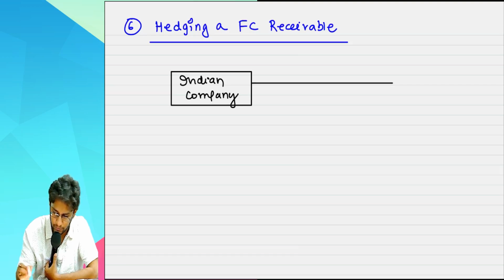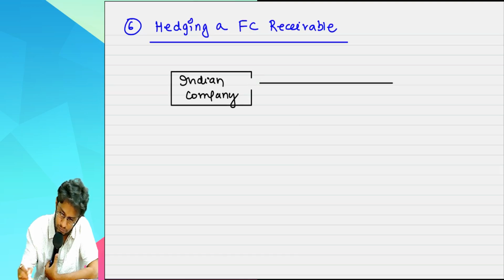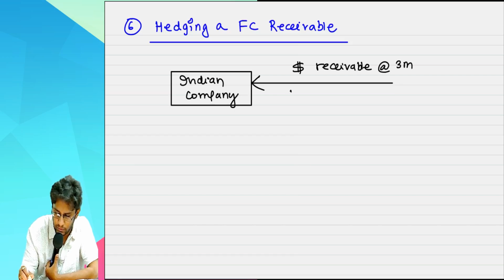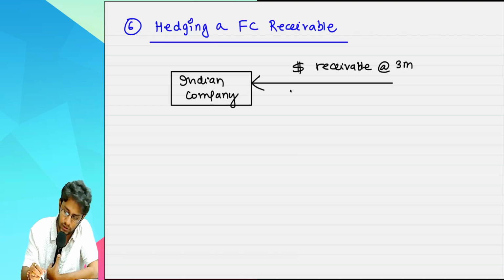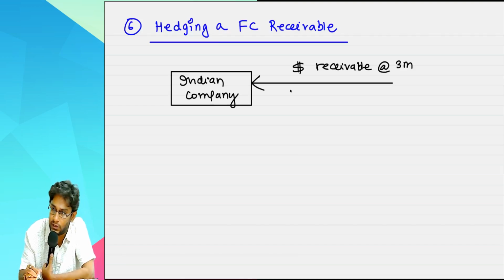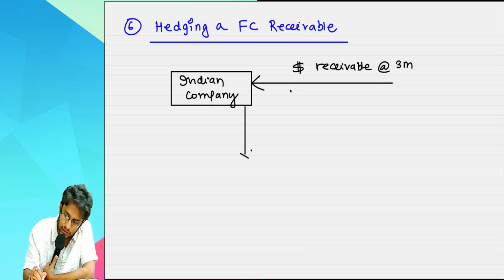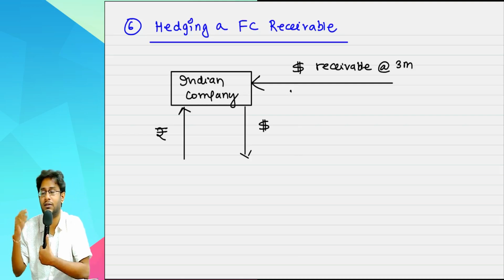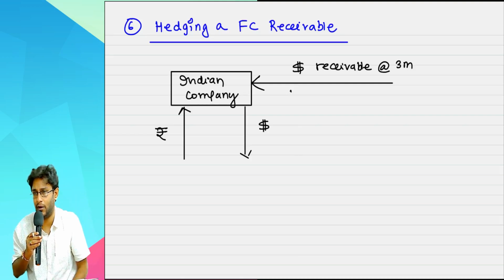Sir, you are an Indian company and you have a dollar receivable. Not now, at 3 months time you are having. When you actually receive the dollars, what will you do? You will have to convert it, correct? So you have to sell the dollar and you are converting to rupees. So basically you will give dollars and you will receive rupees from the bank. All these transactions are going to happen at what time? 3 months time.